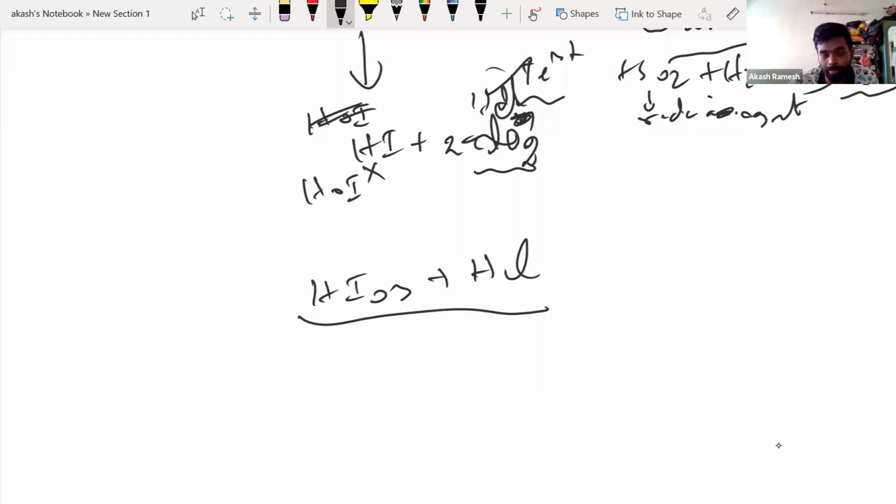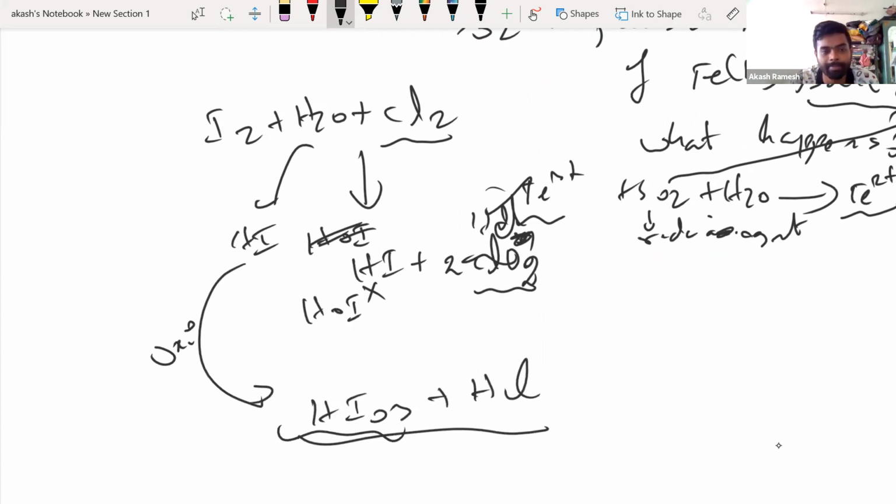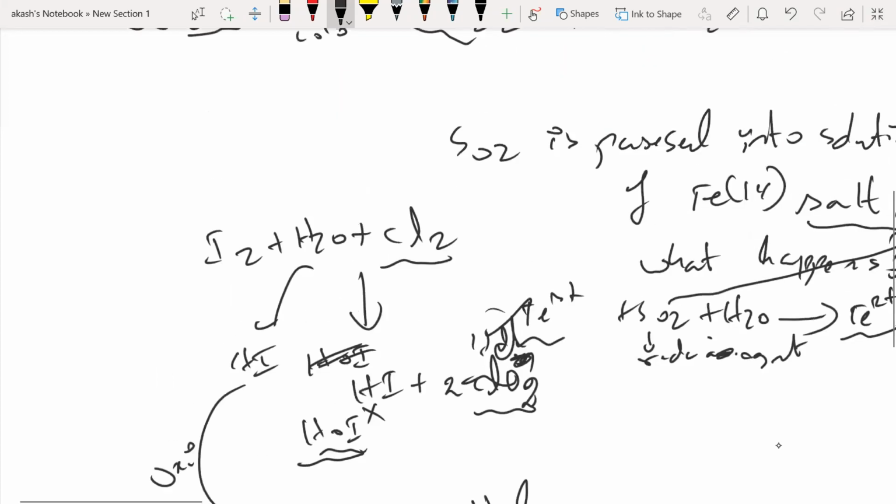HIO3 plus HCl. How did we get that, sir? How did the reaction take place? All you have to understand is that when chlorine is there, chlorine can act as an oxidizing agent. So basically what you expect to form is HI, and HI will be oxidized to HIO3. That's what will happen. HOI is a little unstable. Compared to HIO3, HOI is comparatively unstable. So that's why it's going for HIO3. Okay, sir. Good.